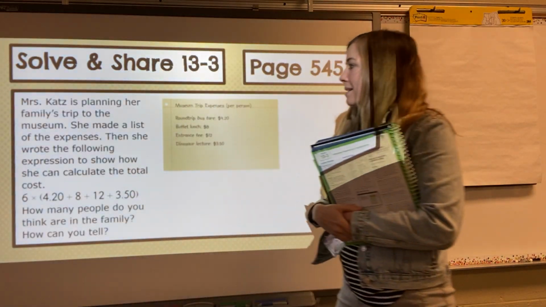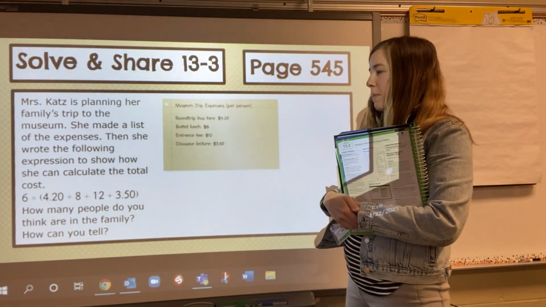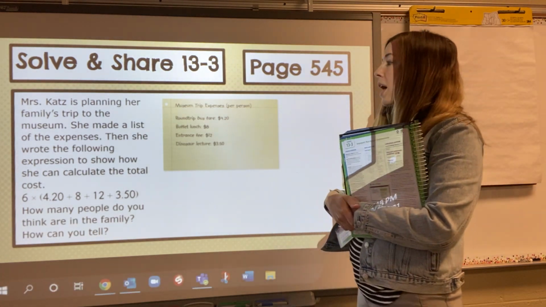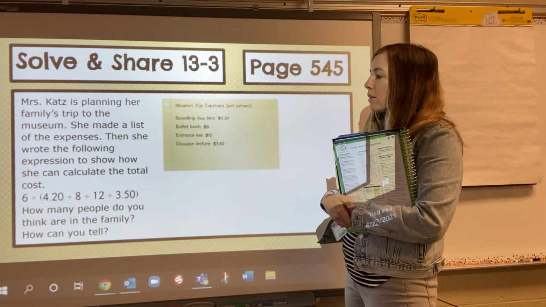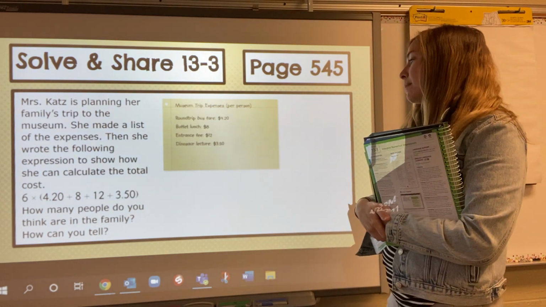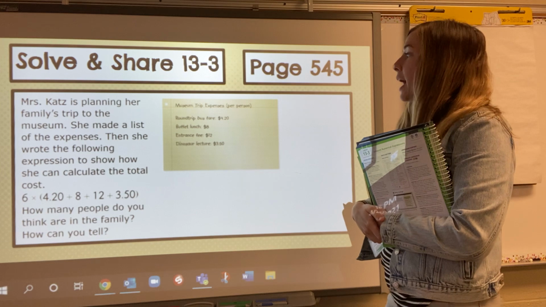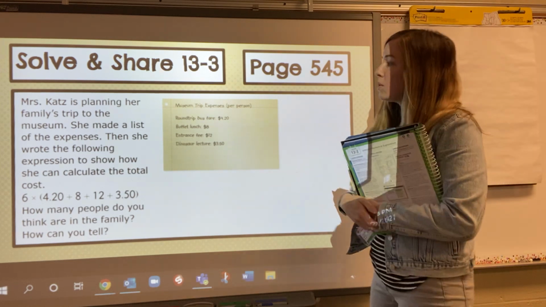Okay. Mrs. Katz is planning her family's trip to the museum. She made a list of the expenses, and then she wrote the following expression to show how she can calculate the total cost. How many people do you think there are in the family? How can you tell? So I want you to read through.